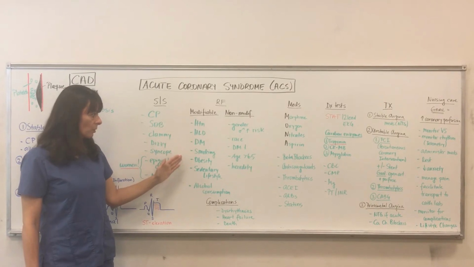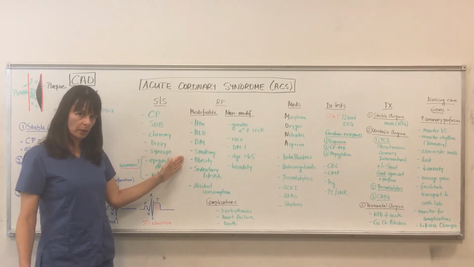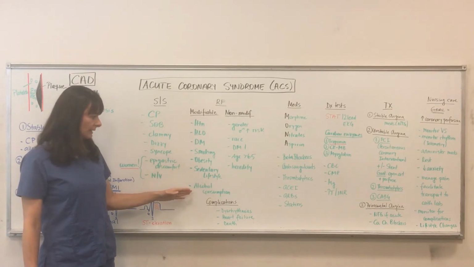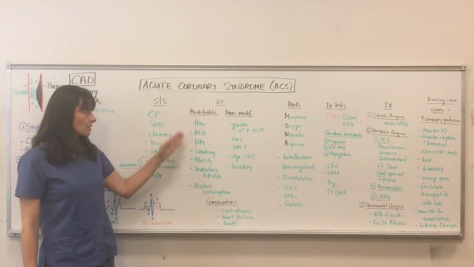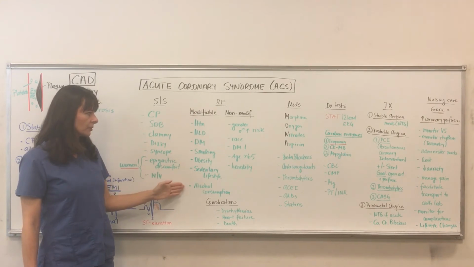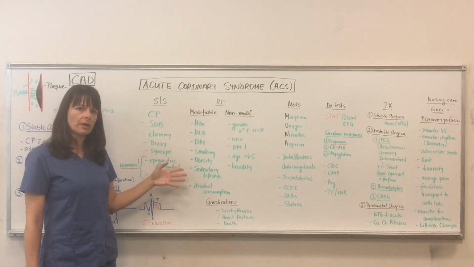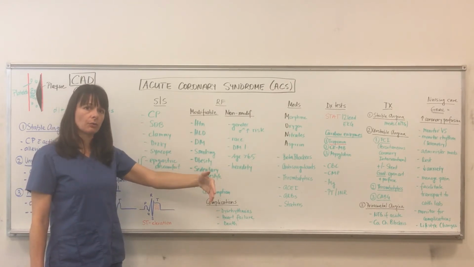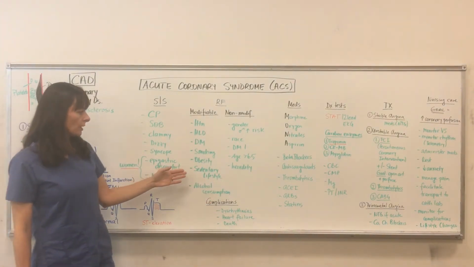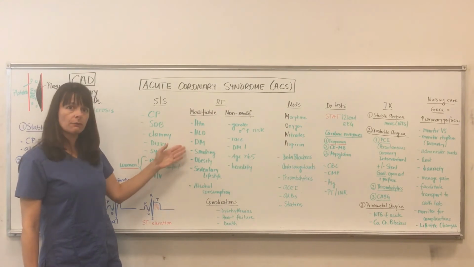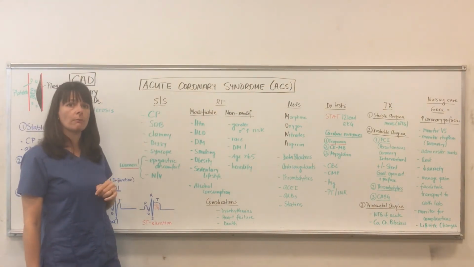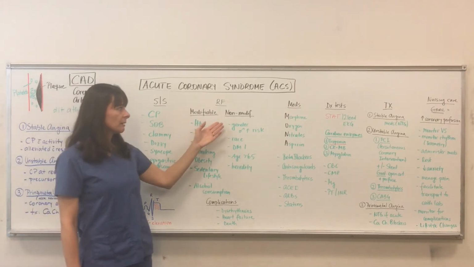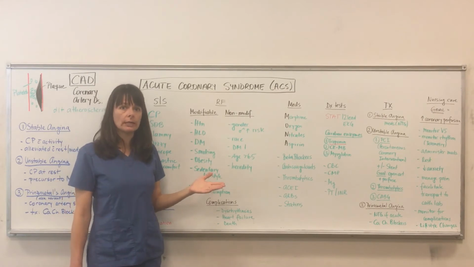Smoking, you can stop smoking. Obesity, you can also work on weight loss. Sedentary lifestyle, getting more physically active, and then alcohol consumption. So all these modifiable risk factors are things that we can actively work on with the patient, hopefully before this happens, and then also in the recovery phase, to make sure that their risk for having acute coronary syndrome or myocardial infarction is decreased. Now, non-modifiable risk factors, there's something that you can't do anything about.